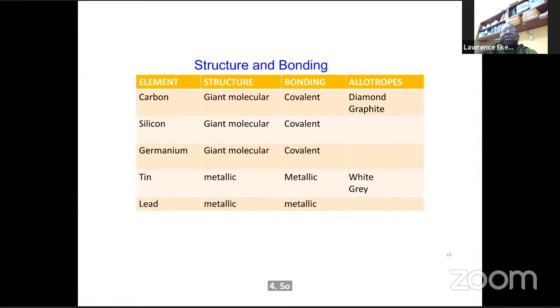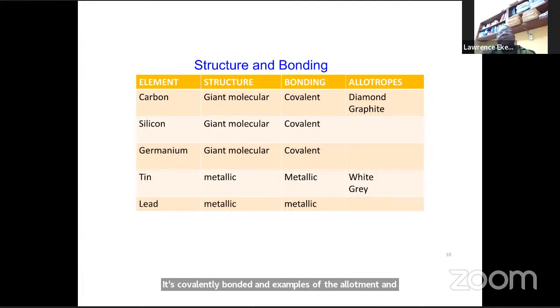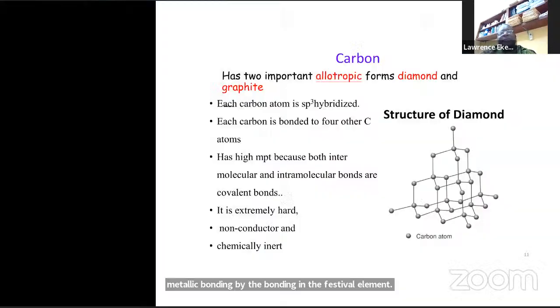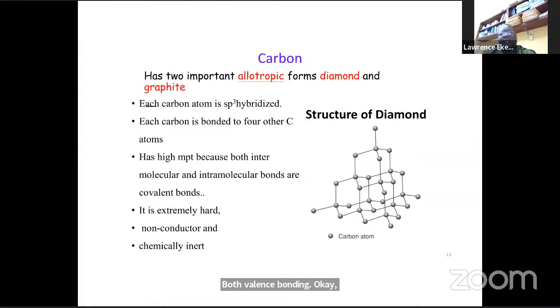Now, this table explains the structure and the bonding. If you look at the structure of carbon, it has a giant molecule and is covalently bonded. Examples of its allotropes are diamond and graphite, as I've mentioned before. We have a giant molecule for silicon and a giant molecule for germanium. Then we have a metallic structure for tin and lead. The bonding in tin and lead is metallic bonding, but the bonding in the first three elements is covalent bonding. Okay, so let's look at carbon critically.